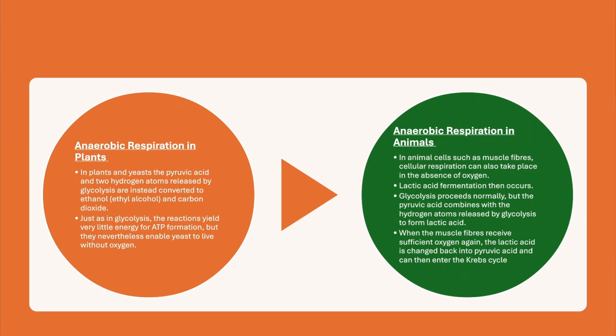In plants and yeast, the pyruvic acid and two hydrogen atoms released by glycolysis are instead converted to ethanol, or ethyl alcohol, and carbon dioxide. So remember in glycolysis, we created two pyruvic acids, and we removed hydrogen. That hydrogen and pyruvic acid is converted to ethanol and carbon dioxide.